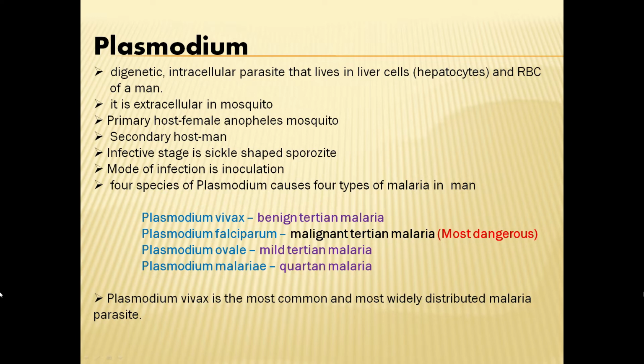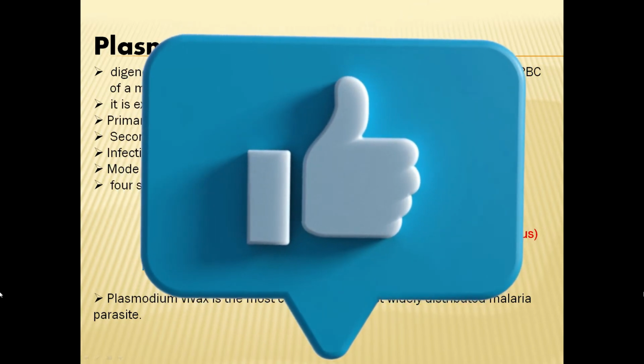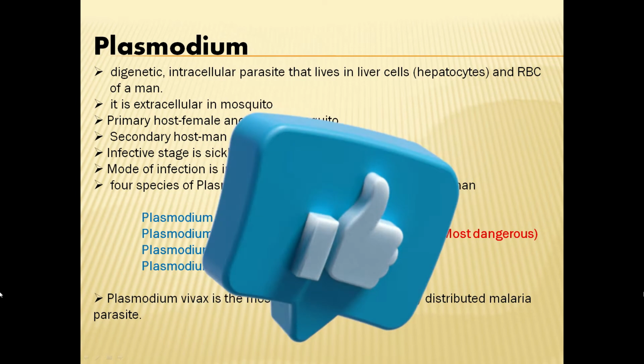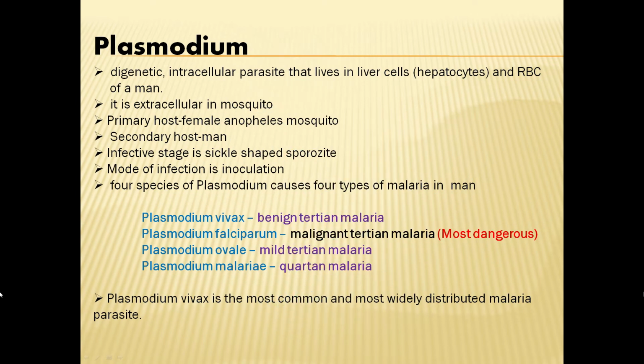Next, it is an intracellular parasite in liver cells and RBC of man. That means it is located inside the liver cells and RBC of a human being. Liver cells are also known as hepatocytes. It is extracellular in mosquito. That means it is located outside of the cells in the mosquito.